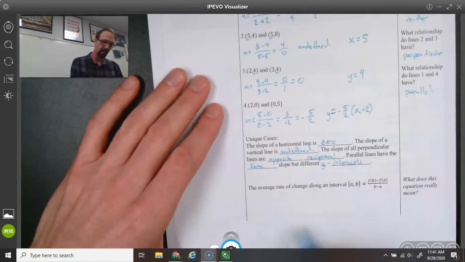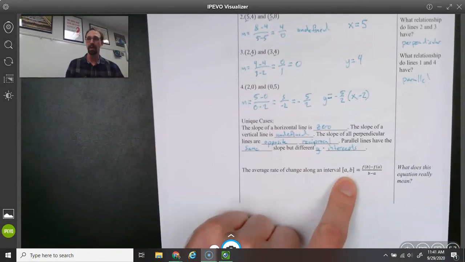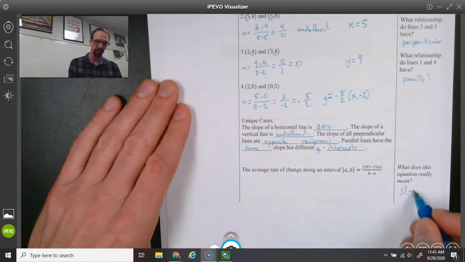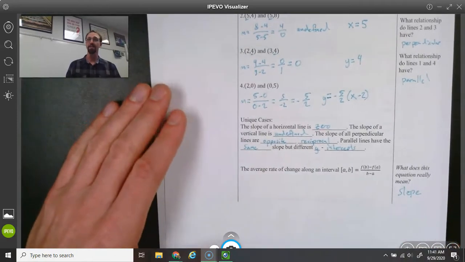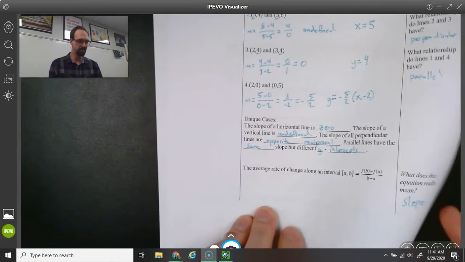And then this last part talks about the average rate of change. This average rate of change is really another way of talking about, in this case, the slope of the line. Average rate of change is slope. When we talk about this over an interval, we could say that it's the slope between this part and this part of the line, or we can move it along and say the slope between this part and this part of the line.